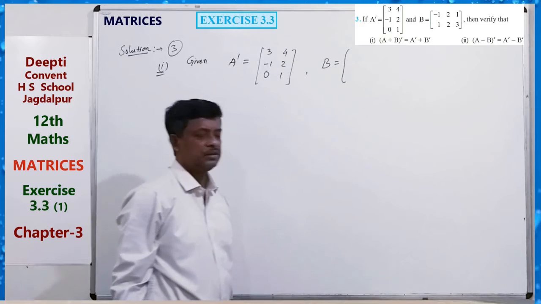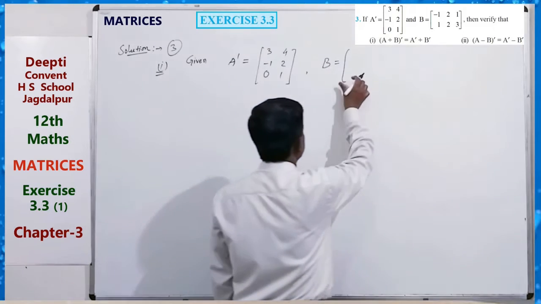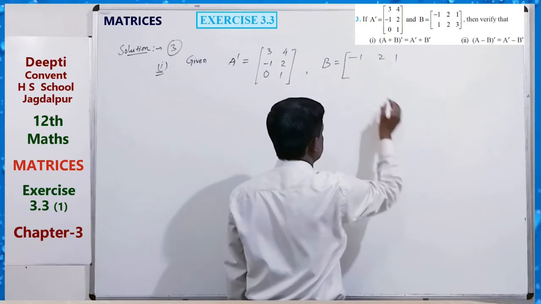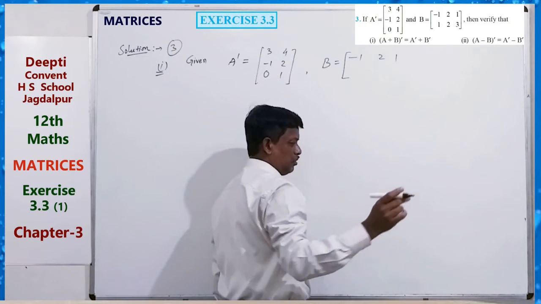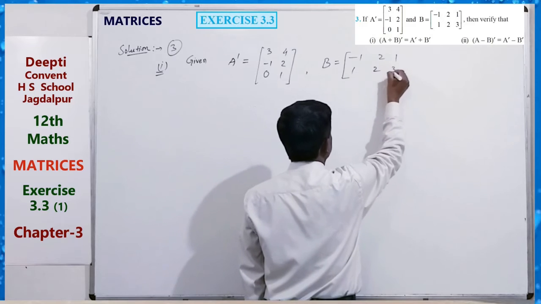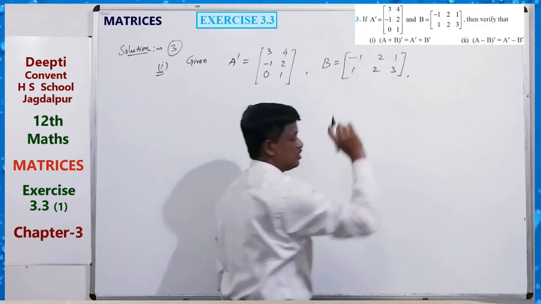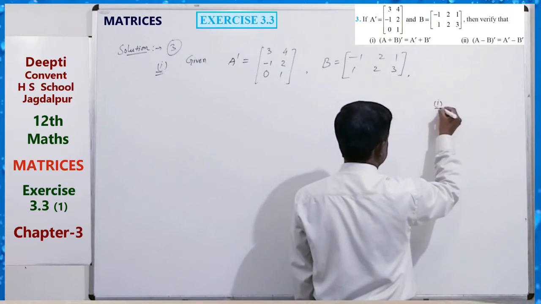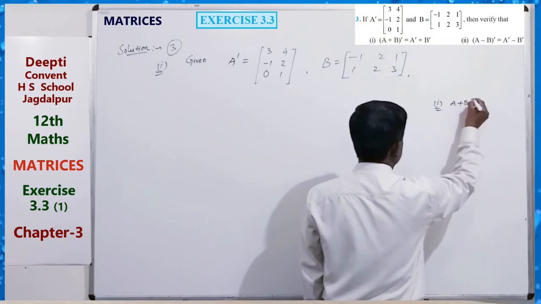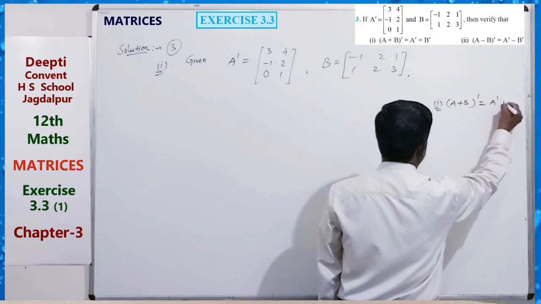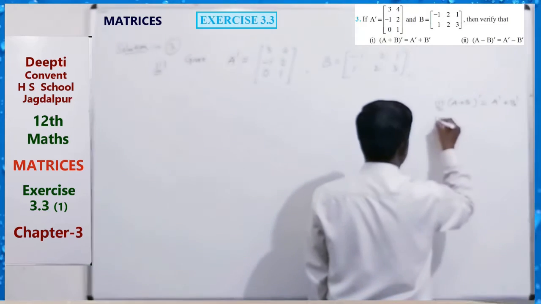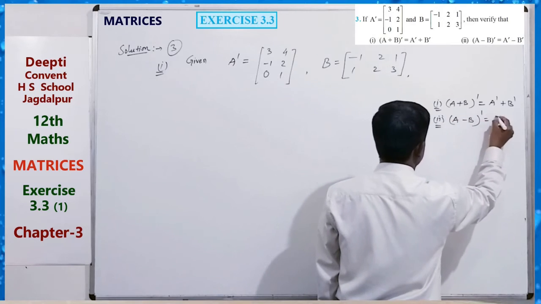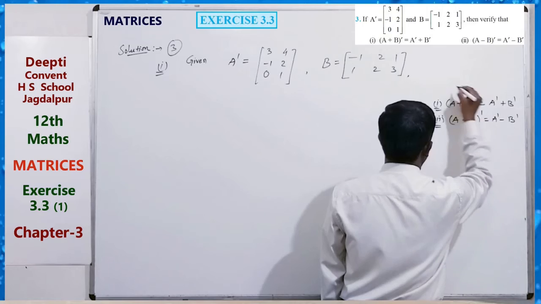B is given: minus 1 to 1, and 1 to 3. These two are given and we have to verify it. First result: (A plus B) dash equals A dash plus B dash, and second, (A minus B) dash equals A dash minus B dash.